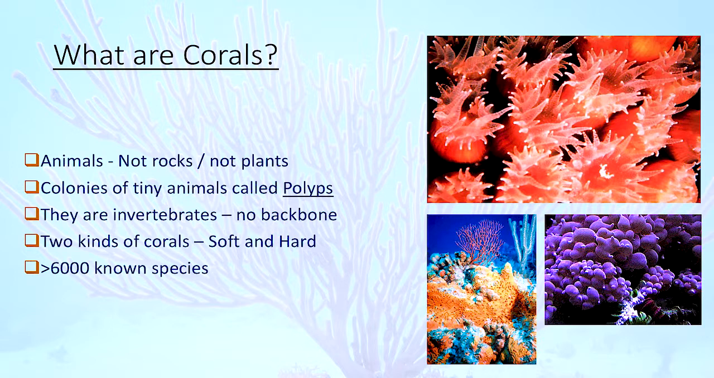So there are known to be about 6,000 species of coral which are currently known to science, and there are probably many more left to be discovered, as there are a number of corals which live in very deep waters and haven't actually been identified or discovered by marine biologists or scientists.